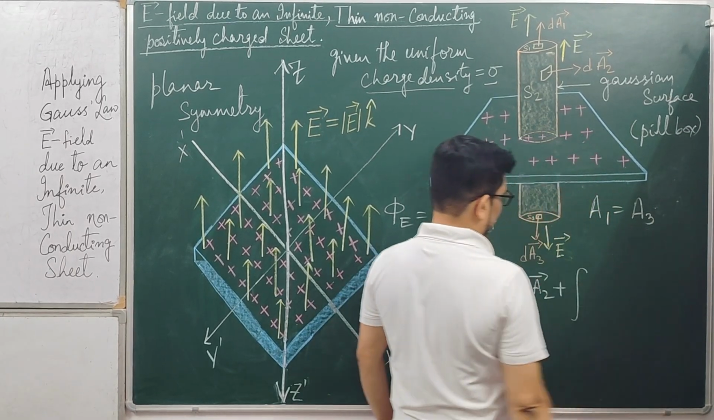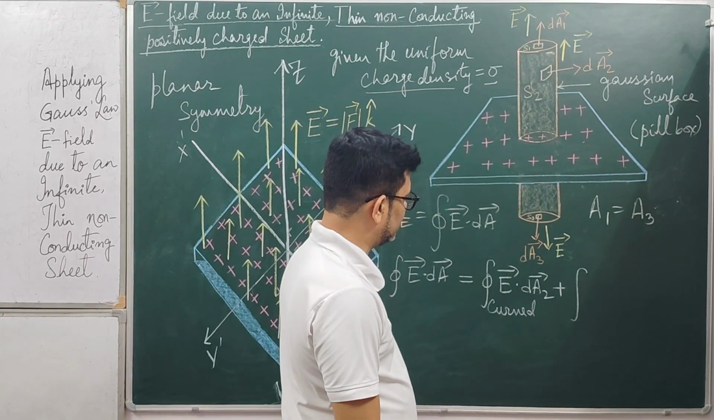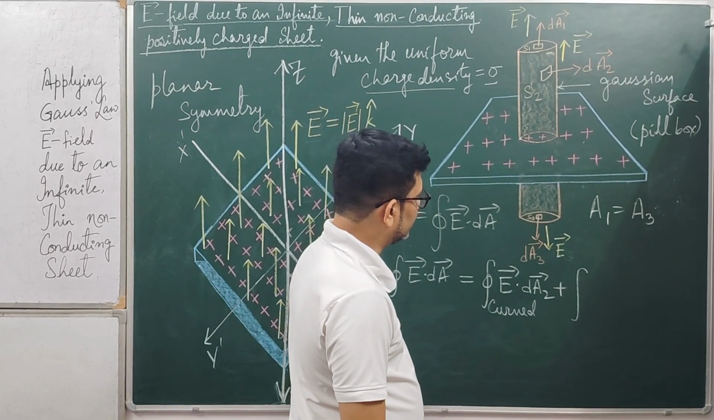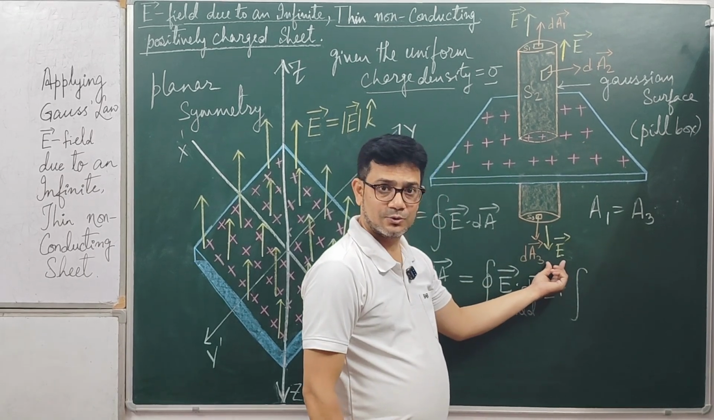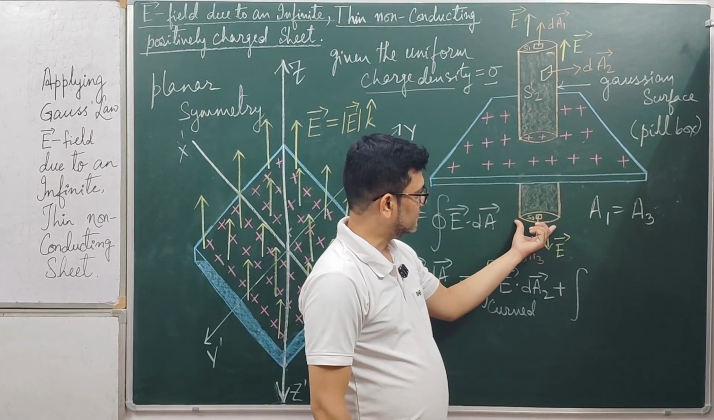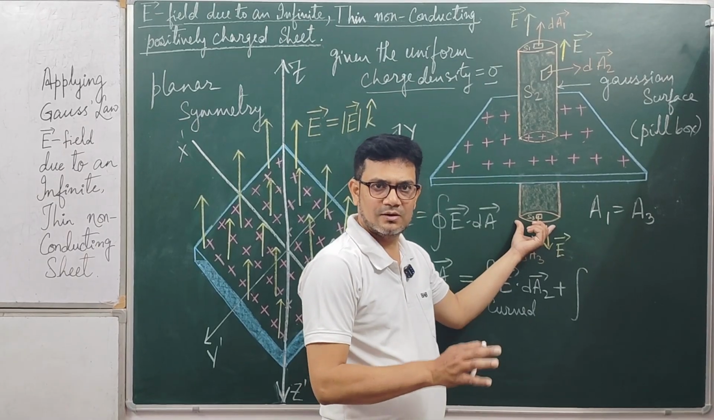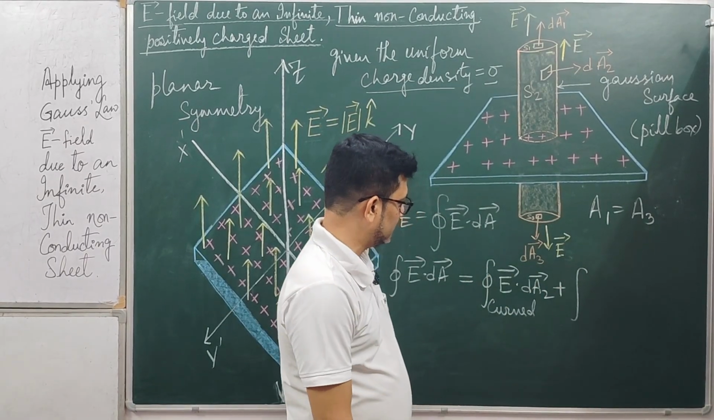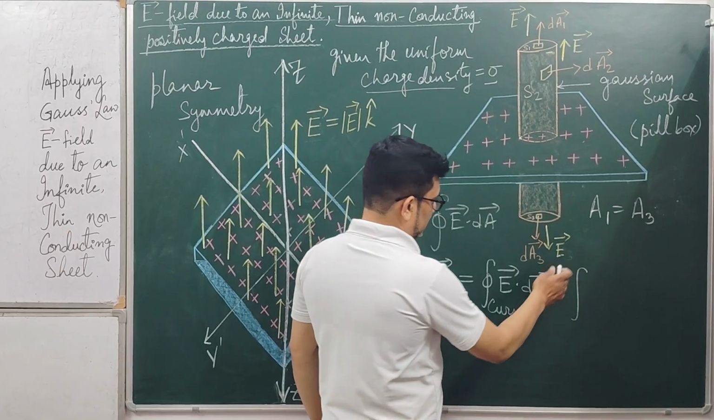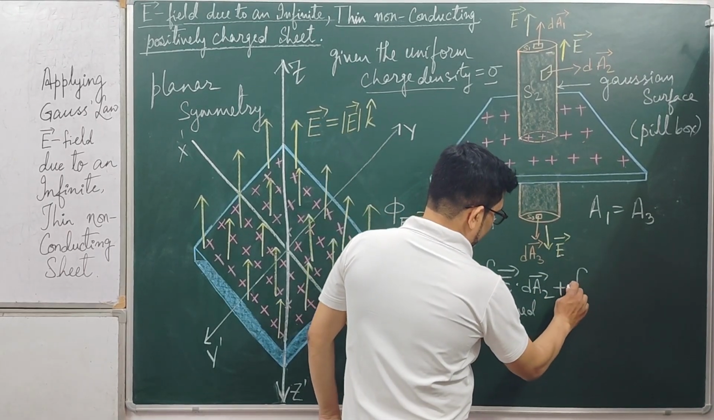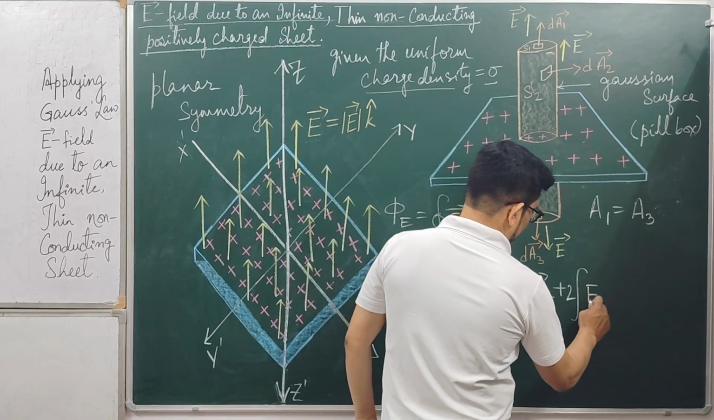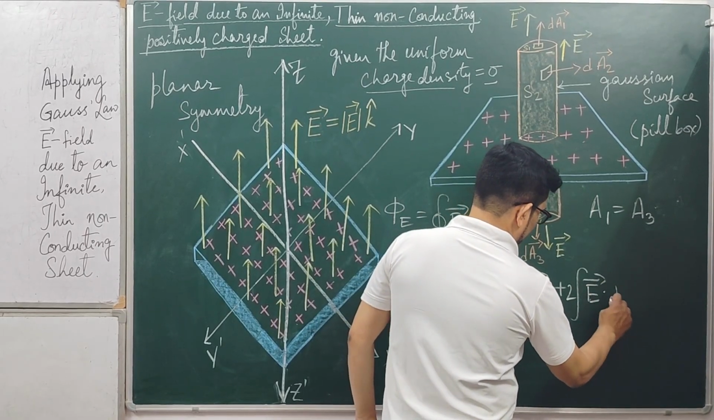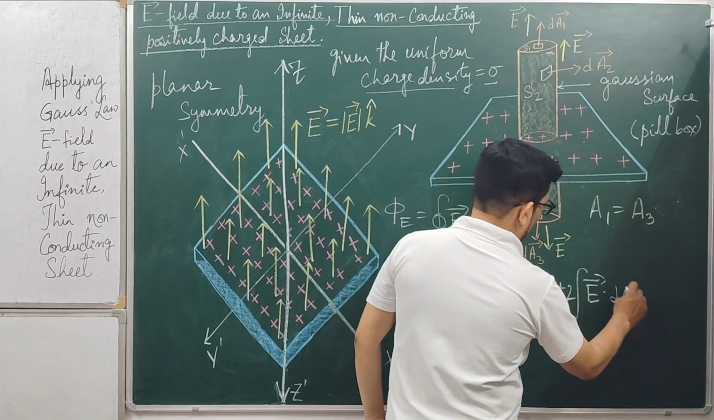Let's say A1 is equal to A3. Just to let you know, these quantities are actually equal. The E value is going to be equal. The flat surfaces are exactly equal in terms of quantity. So we can add these two, and we can take any one, suppose we take dA1.